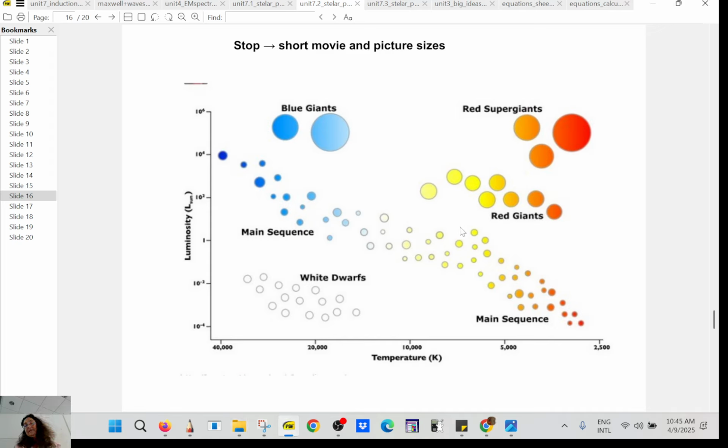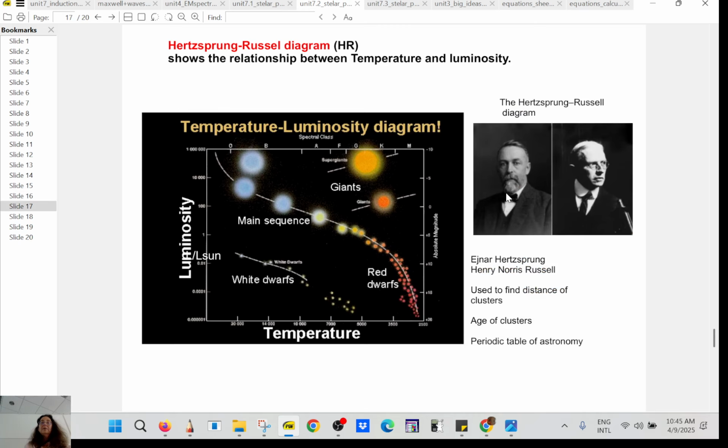So this one is a nice diagram again because you can see the relative size. On the main sequence, the size is not going to change that much. The size becomes problematic only when they leave the main sequence because they don't have hydrogen to burn anymore. So the HR diagram is the most important diagram in astronomy. It's like the periodic table in chemistry.